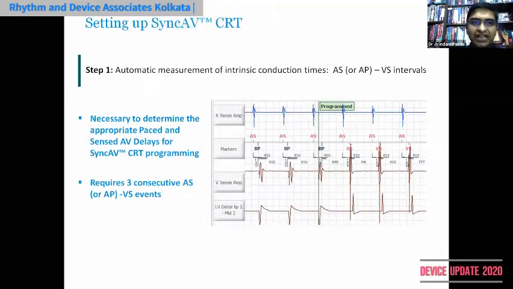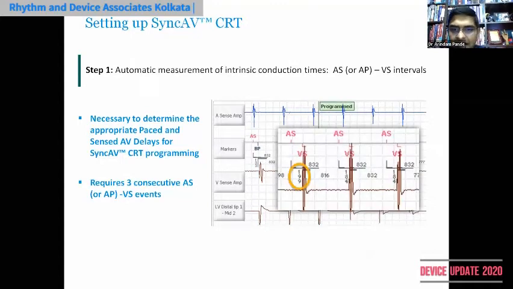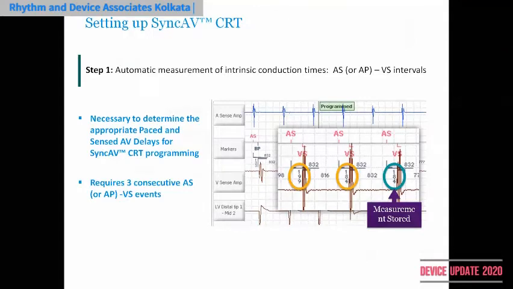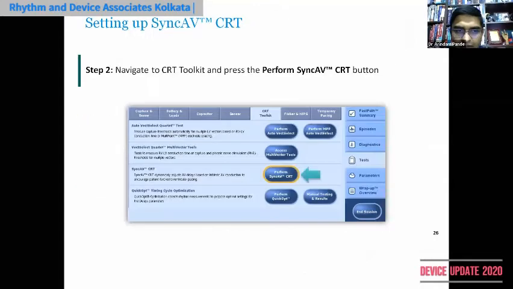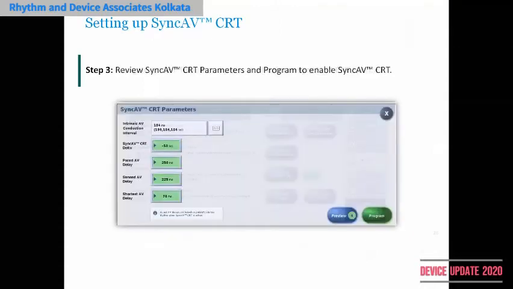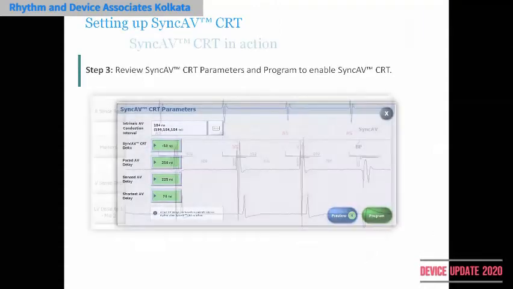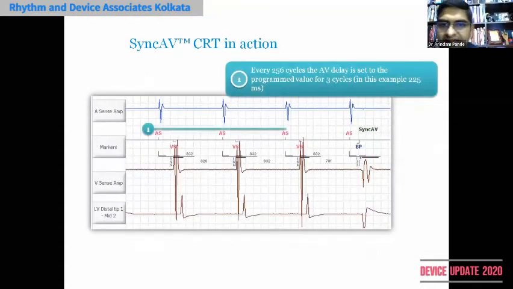Now, there is automatic measurement of the intrinsic conduction time, A sense or A paced. Every 256 beats, it will determine what the AV delay is, and then you can decide the delta. Then the optimal QRS can be found. Now, this is how it is done. Dr. Jadhav has already shown this slide, so I'll probably skip those slides.